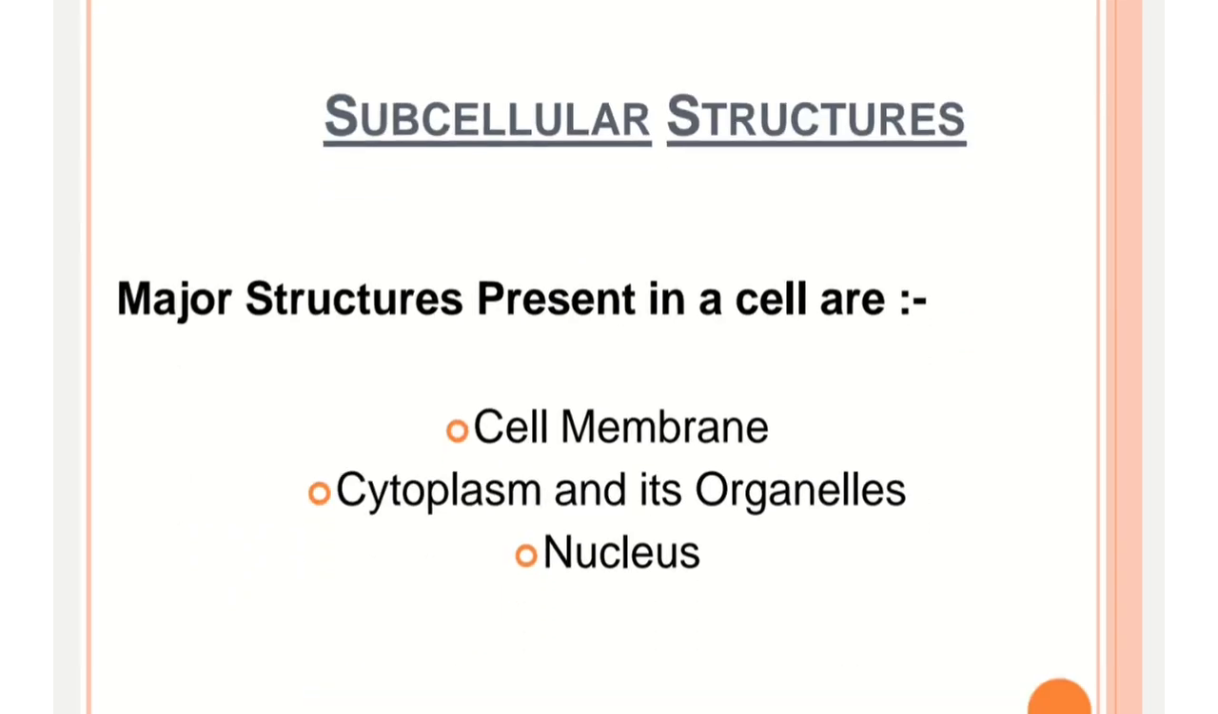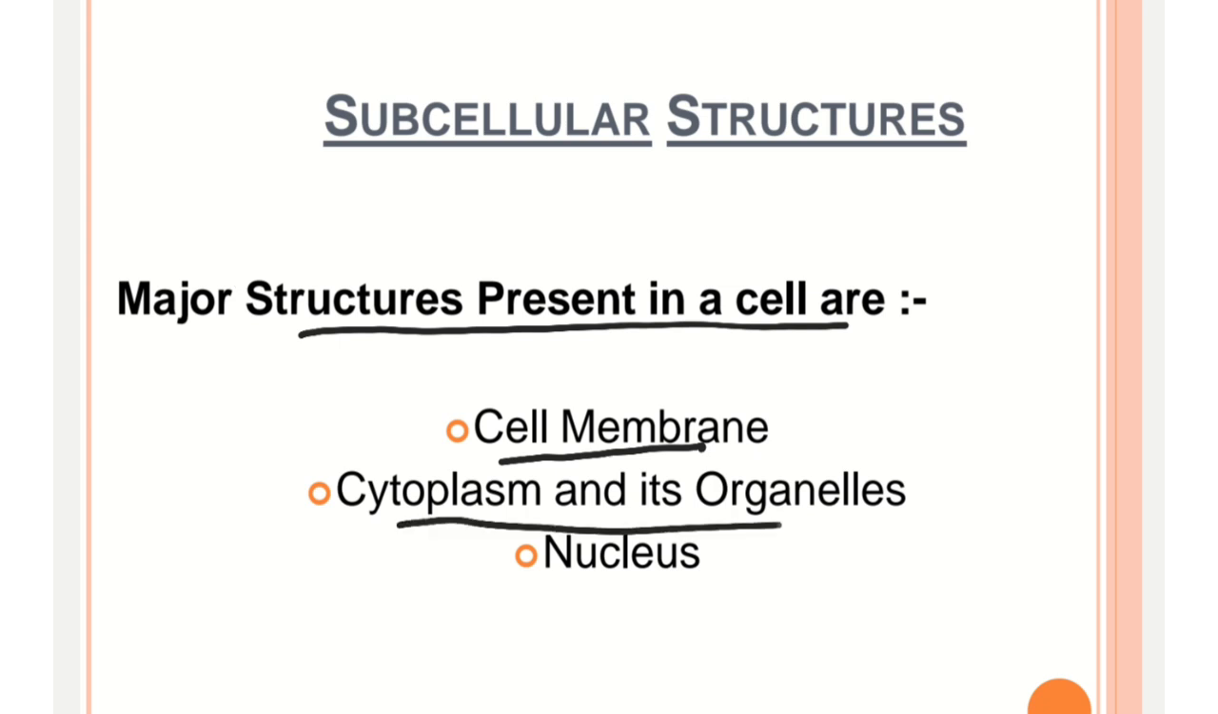After that, we are going to discuss about the subcellular structures. अब क्या क्या structures होते हैं इसके अंदर? Major structures क्या क्या present होते हैं cell के अंदर? एक cell membrane होती है, that is the outer covering. Cytoplasm and its organelles. Cytoplasm होते हैं, उसके अंदर mainly organelles होते हैं, and after that this is the nucleus. Okay, we are going to study about this one by one in the next video.